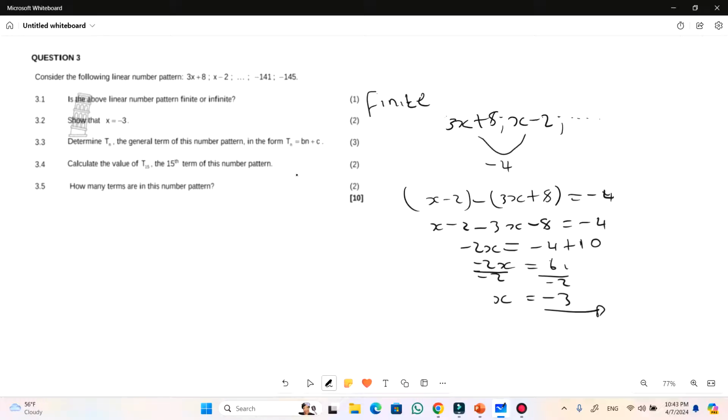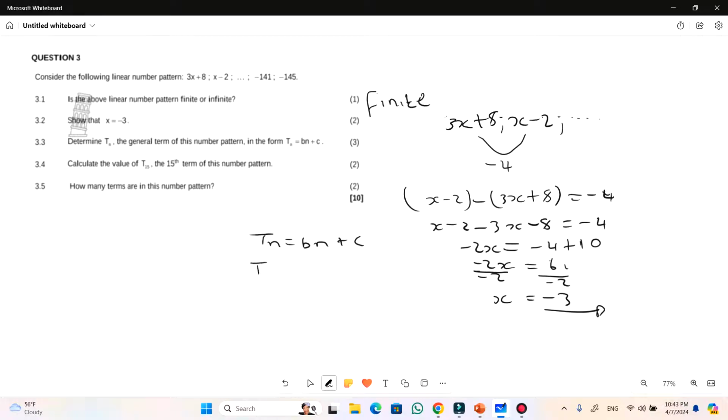Tn is equal to Bn plus C. So this C stands for what? For a constant. And then this one stands for what? The value of what? Of the first term, right?